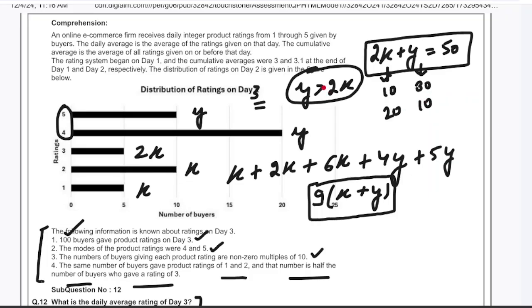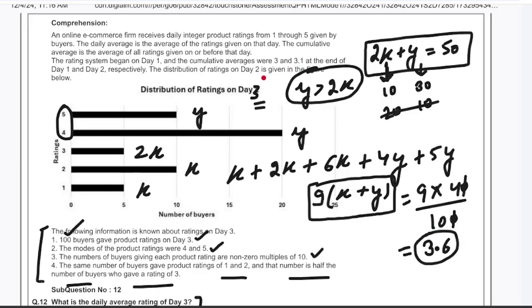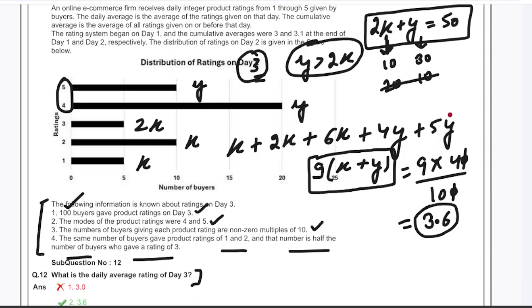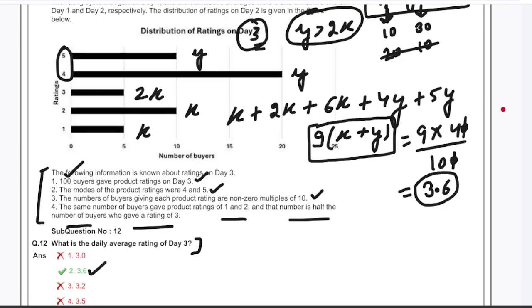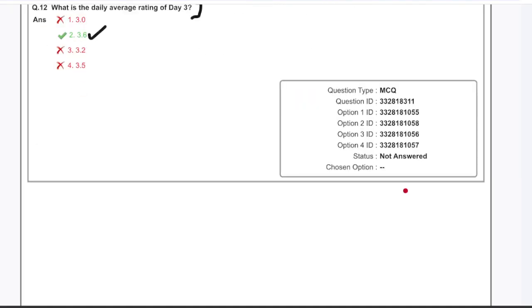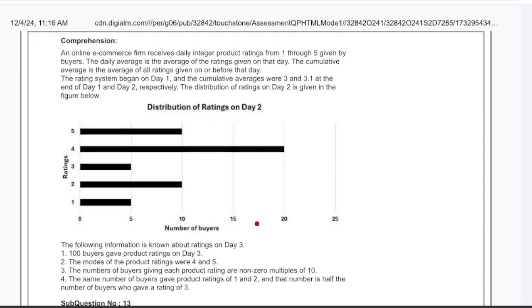Now, as I said, y has to be greater than 2x, so this is not possible. That means the value of x is 10 and the value of y is 30. So this is the total I had. That means 9 into x plus y, that is 30 plus 10, 40, divided by the total number of buyers given to us, already 100. That means 36 by 10. The average has to be 3.6 on day 3. So the answer to this question is clear, 3.6. It's not tough, it's just use of mathematical calculations and we could easily do it.